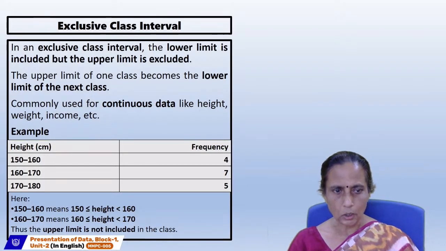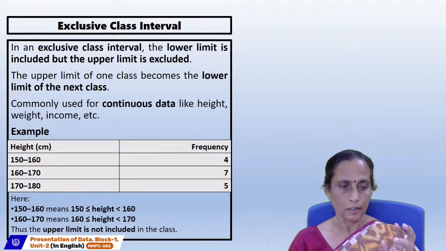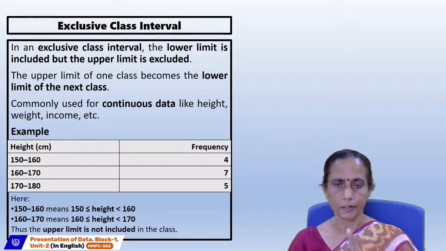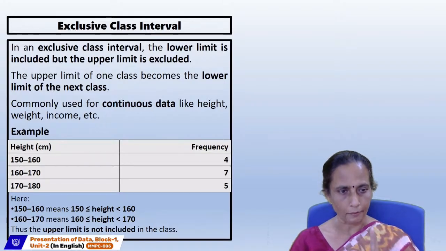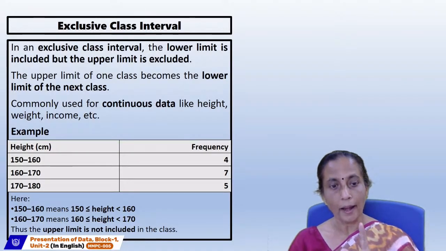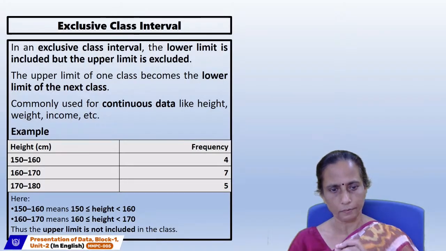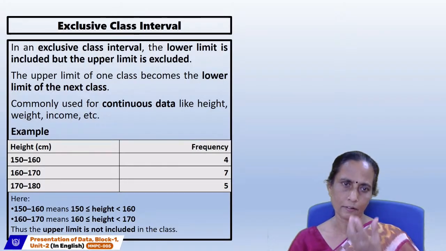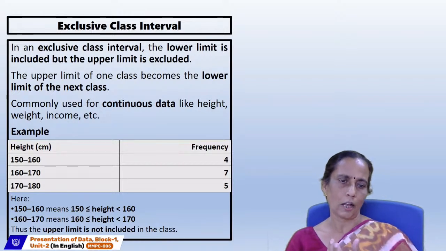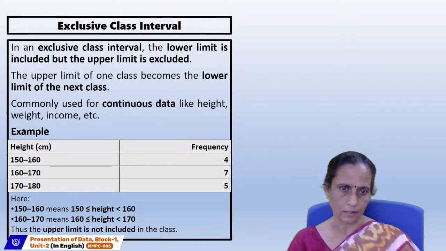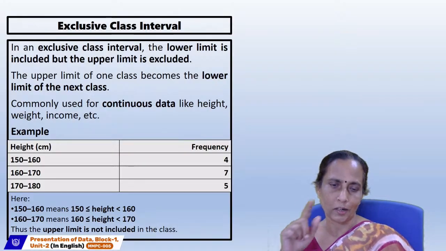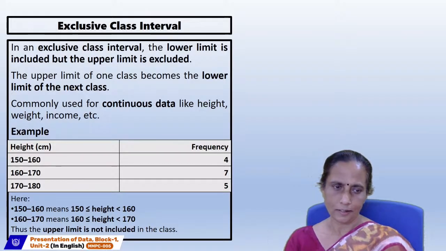So in case of exclusive class intervals, the frequency or the number of persons having the height greater than or equal to 150 and less than 160 are included in that class, whereas 160 is included in the next class. Okay, that is exclusive class interval. That means the persons having the upper limit of the class will be included in the next class. They are not included in that particular class, right?